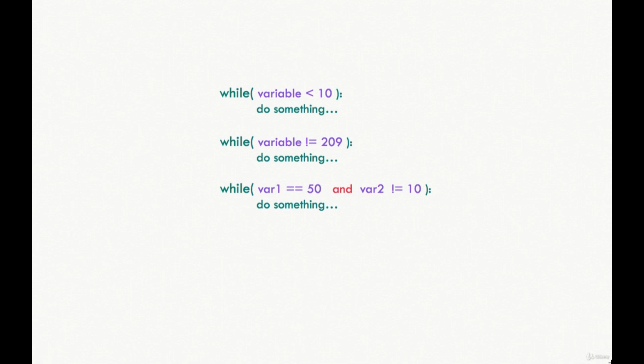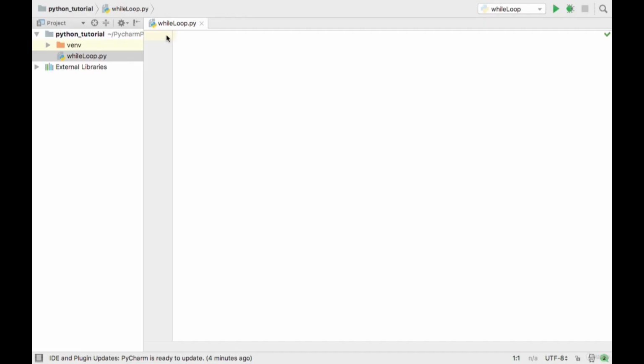Now let's write some coding examples. Let's write our first coding example of a while loop. I will create a variable i and assign a value 0 to it. You can name this variable anything. i is the most commonly used variable in loops, so I'm using i, but you can name it of your own choice.